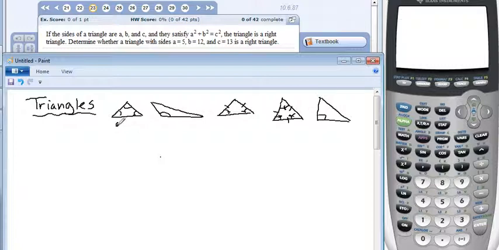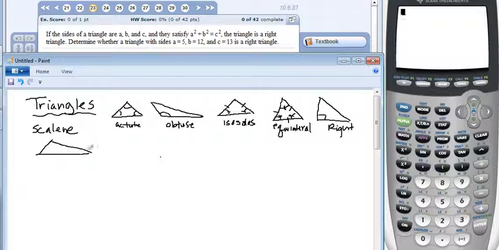Okay, so this is acute. This is obtuse. This is isosceles. I don't know if that's spelled right. Equilateral, and right. So those are just some types of triangle. Oh, and then we have scalene too. A scalene triangle is where all sides and all angles are different. Okay? Nothing's the same. Okay, so we're going to concentrate on the right triangle for this particular section.